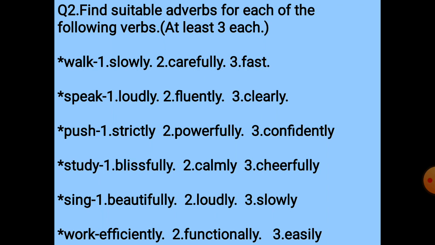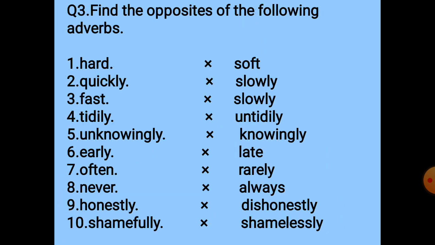Question 3. It's a language activity. Read the highlighted words, they are adverbs. Adverbs are words that tell us something more about a verb. As in the first sentence, I was pulling hard, the word hard is an adverb. Away, later, carefully, and greatly are adverbs. Question 2. Find suitable adverbs for each of the following verbs. So here are some verbs and you should write adverbs for them. Question 3. Find the opposites of the following adverbs. Here are the adverbs and you should write their opposites.